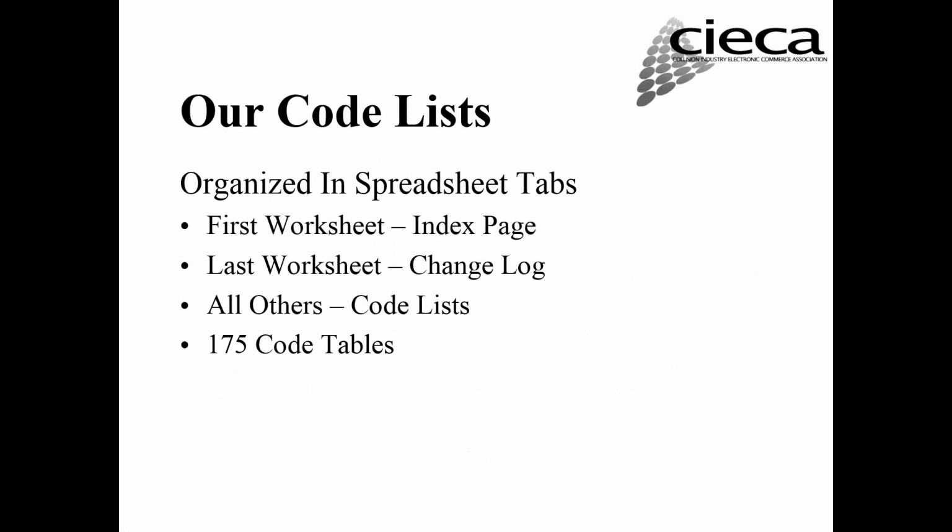The code list, which we refer to constantly, and I do in my work, and I know other committee members I meet with do, is an Excel workbook with a first worksheet, an index page where you can hyperlink to the other one's name. The last worksheet is the change log, where we go through all the work we've done since the last release and answer questions as to why a code is in there, when it changed, etc. And all the others, the 175 intervening tabs, are the code tables themselves.